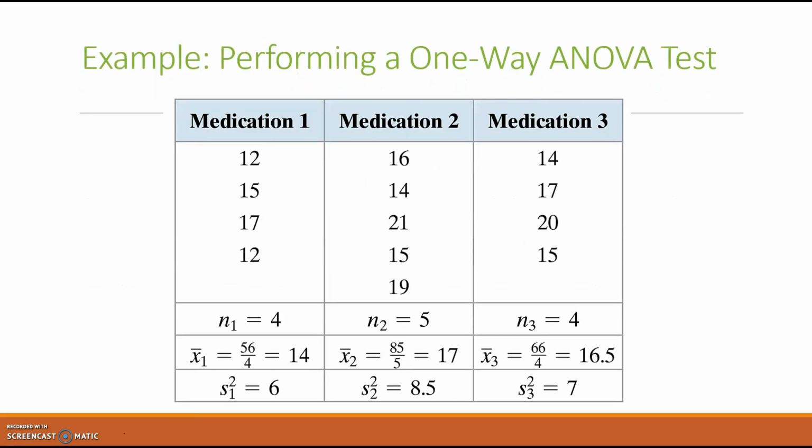Here we go. We got medications. They want to see how fast the medication works. We have different times. We also have different numbers for each. That's why when we're doing that, between groups, you have to weigh them. We have the number in each. We have the mean. We also happen to have the standard deviation, or actually, that's not the standard deviation, that's the variance.